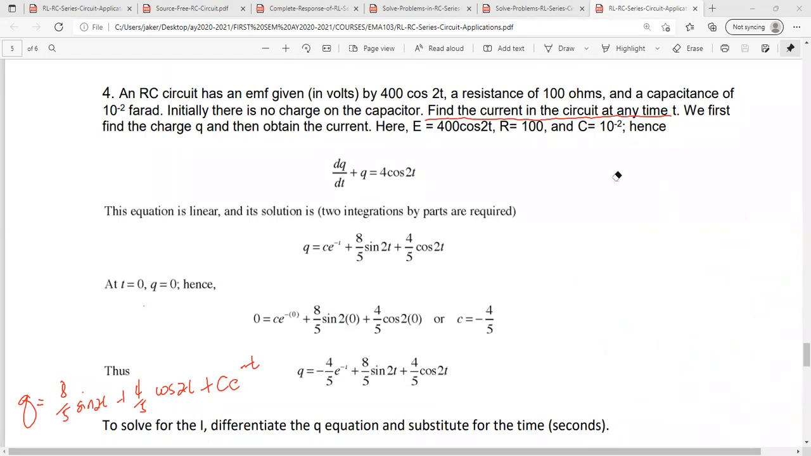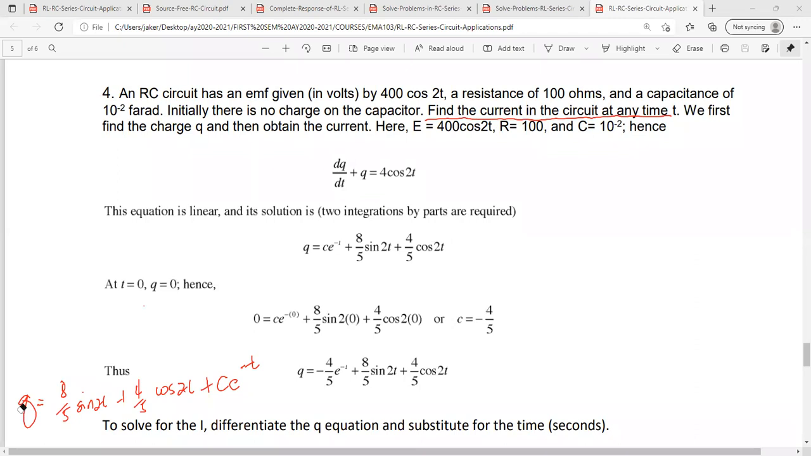It lags. Okay, so in here, class, you can see that you still have the C, and this is not yet the answer that the problem is looking for. So what will you do? You first find the C. How do you find the C? You use the initial conditions that are given in the problem. Now, what did it say about the charge? Initially, there is no charge on the capacitor. I wrote it here a while ago.